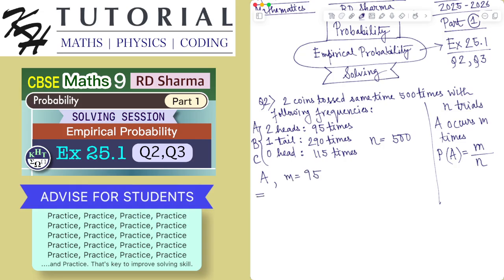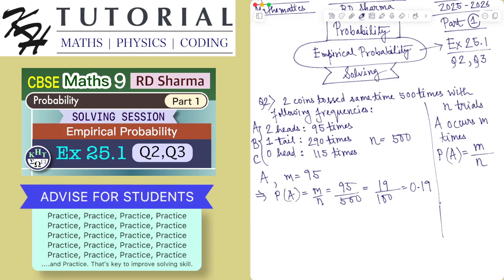So this implies, based on the empirical probability, probability of A will be m by n, which is 95 by 500, which is 19 by 100, which is 0.19.